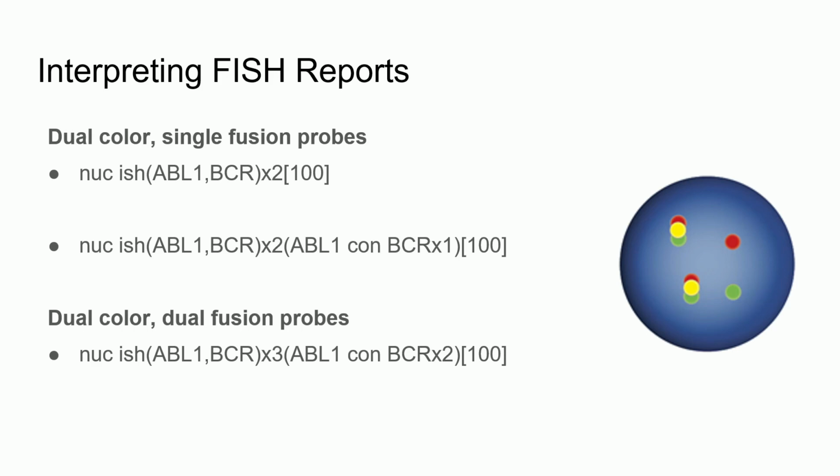Single fusion probes do not span the breakpoint of the gene, so if the gene breaks and translocates elsewhere, you still only get one signal for the gene on each chromosome. A dual fusion probe does span the breakpoint, so when the gene breaks, there are two signals, one on each half of the broken gene. The third signal comes from the intact probe on the unaffected chromosome. We will discuss signaling patterns in more detail in Part 2.